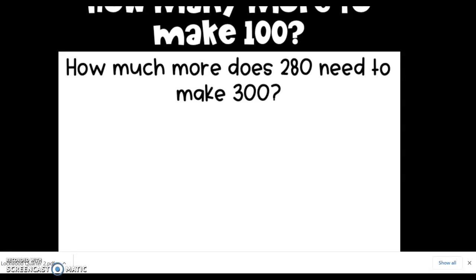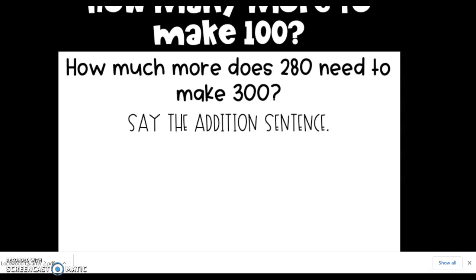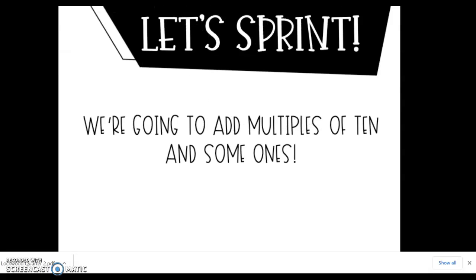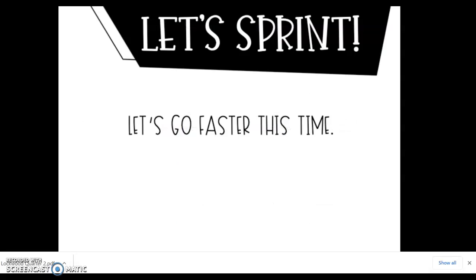So count up from 280 to 300. How much is that? Wait, are we going by tens? Yes, you can count by tens. 280, 290, 300. That's 20. So you need 20 more. So how does the sentence go? You say 280 plus 20 equals 300. I always get those two zeros mixed up.